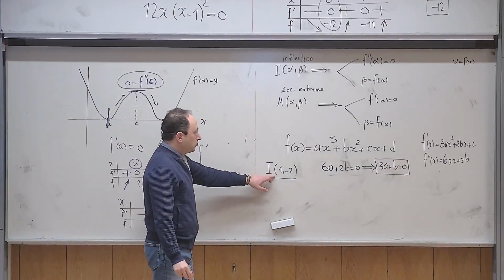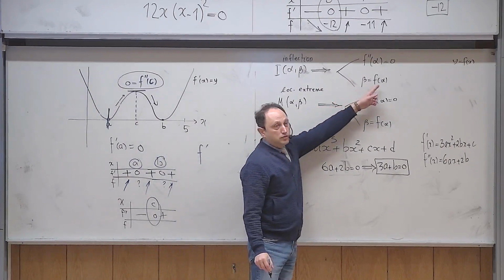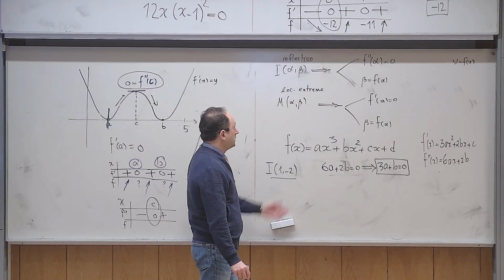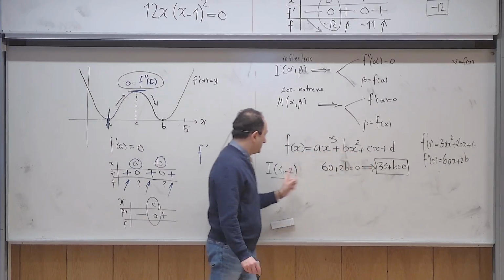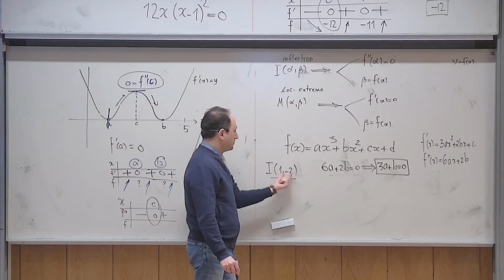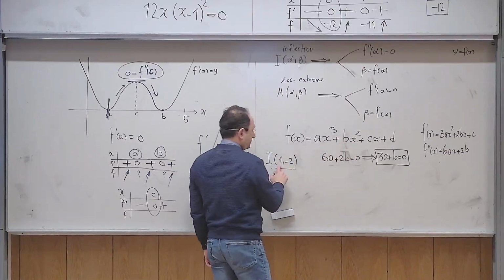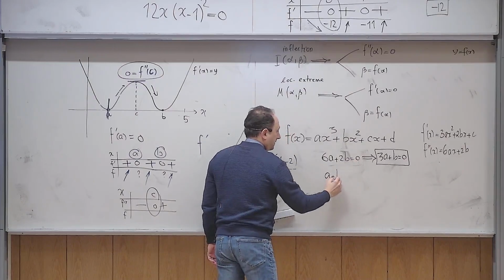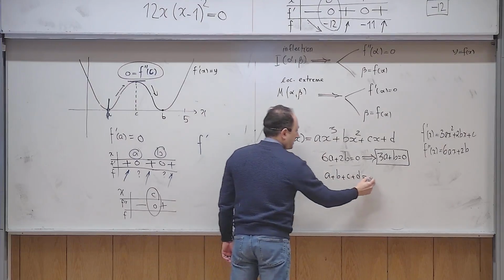But I can do more. What is the other scenario? The other scenario is beta is equal to f of alpha. Okay, so what should I do? I will go to my function, replace x with alpha. The answer is supposed to be beta. So this means that if I replace x with alpha, this becomes a plus b plus c plus d equals beta. I put it in a box.